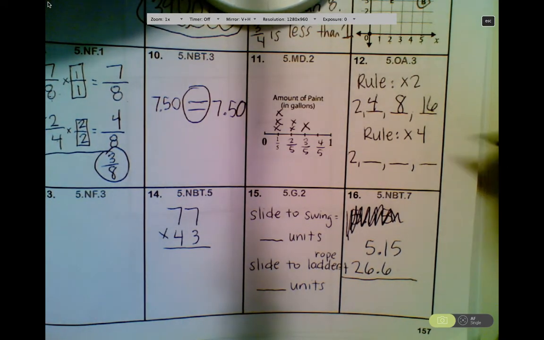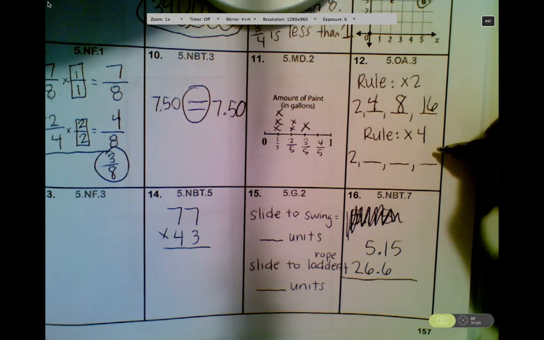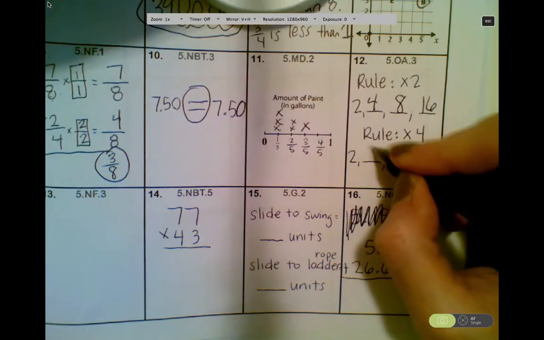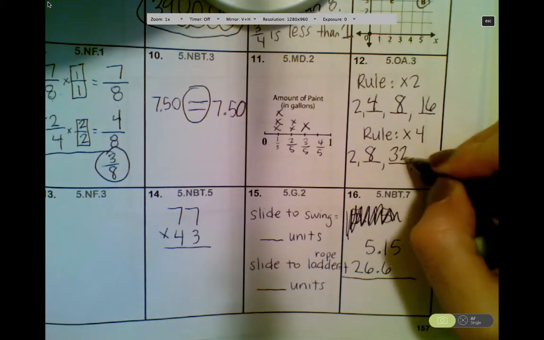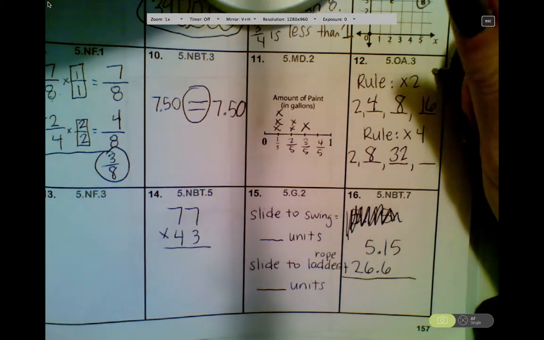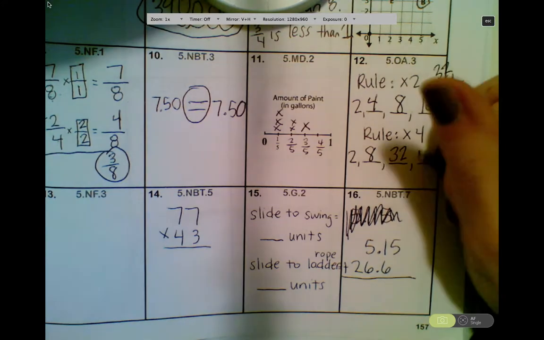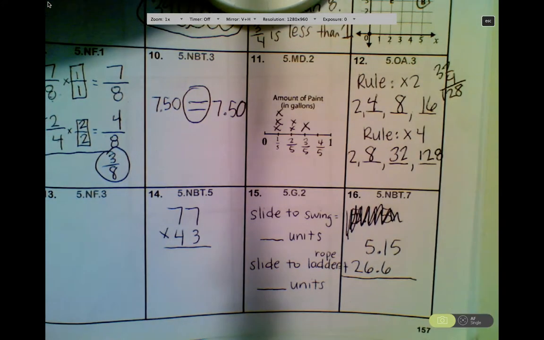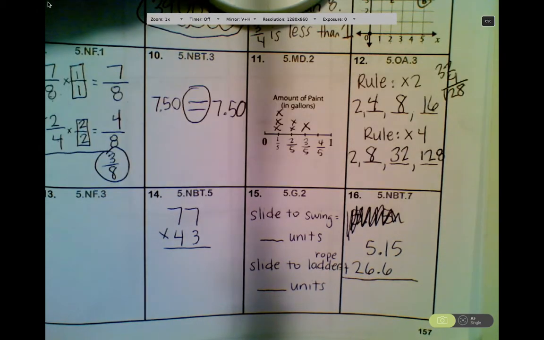Then use the rule times 4, starting with 2 to write a sequence of 4 numbers. 2 times 4 is 8. 8 times 4 is 32. 32 times 4, well, let's do that on the side here, is 128.